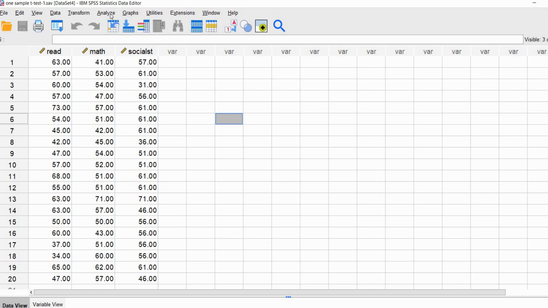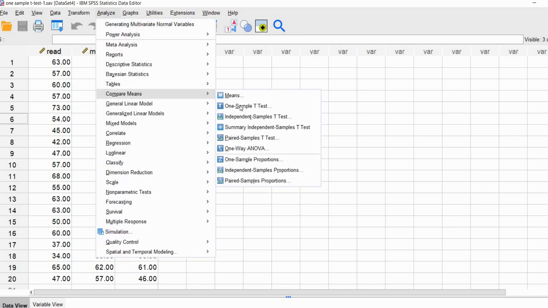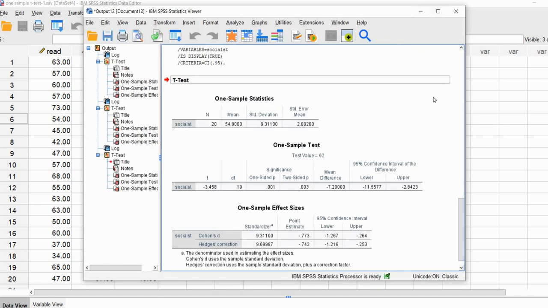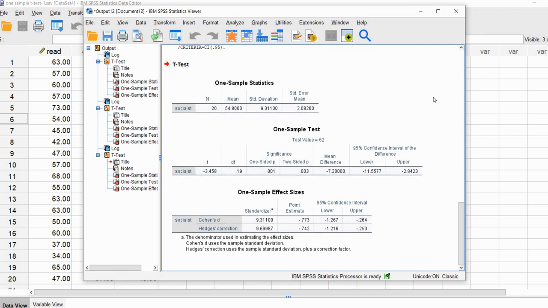So to carry out our analysis, we'll go to Analyze and go down to Compare Means and One Sample T-Test. I'm going to click Reset here and move Social Studies over to the Test Variables box. Where it says Test Value, I'll type 62 and click on OK. And so just keep in mind that in this case we are testing whether our sample mean is less than 62. So that less than terminology indicates that we are testing a directional hypothesis.